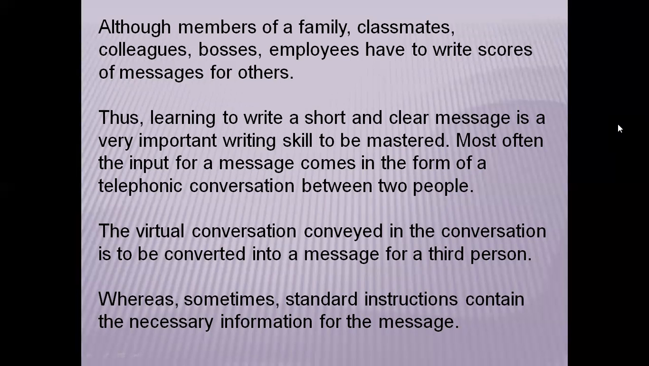Most often the input for a message comes in the form of a telephonic conversation between two people. You want to convey the message to someone, so there are two people involved. The conversation is to be converted into a message for a third person. Sometimes standard instructions contain the necessary information for the message. Here we have to see how we can keep it short and simple for the other person to understand.